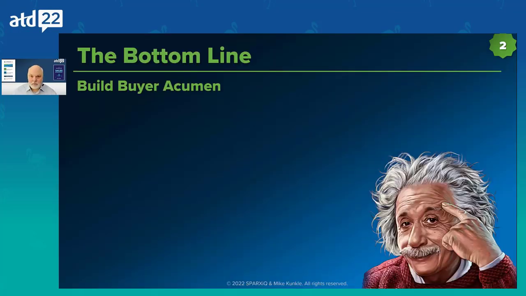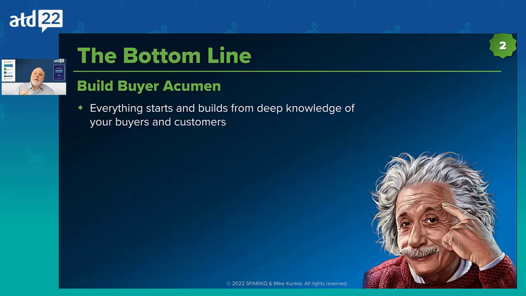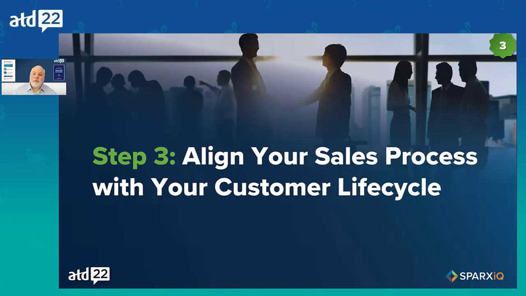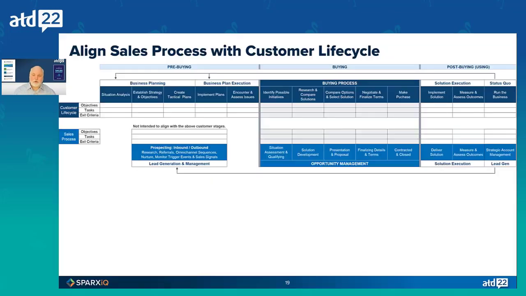So what's the bottom line here with all of this buyer acumen stuff? Everything you do should start and build from deep knowledge of your buyers and customers. So seek to understand and research them: their roles and goals, the initiatives, all the things we've talked about here, clear through to buying preferences. The better you understand the mindset and preferences of your buyers and customers, the more prepared your sales force will be to succeed with them. This is foundational. Step 3, align your sales process with your customer lifecycle.